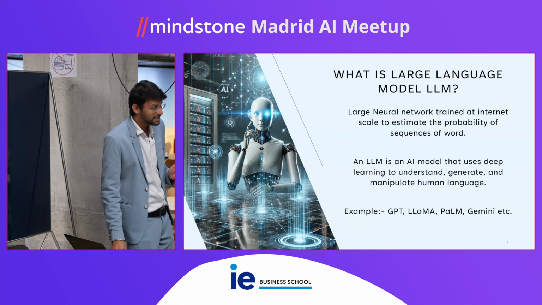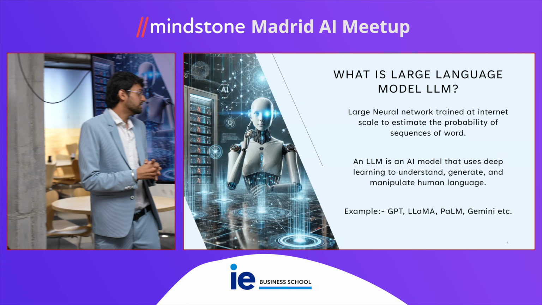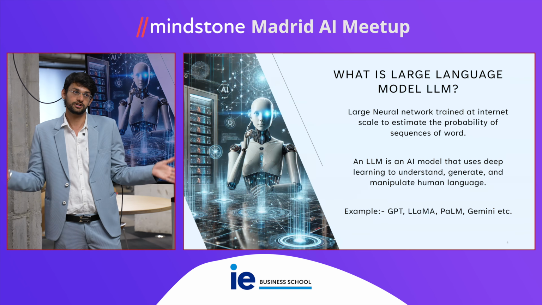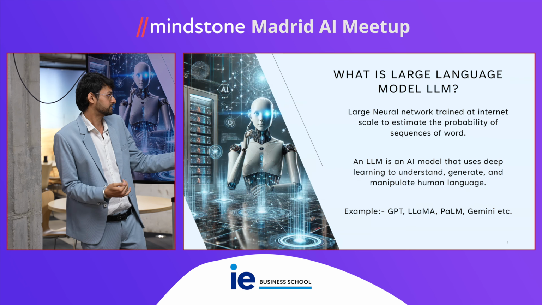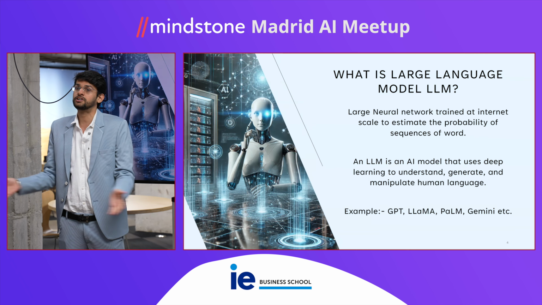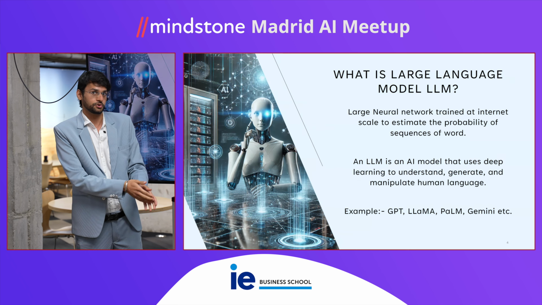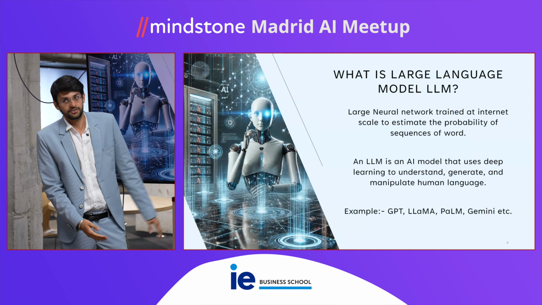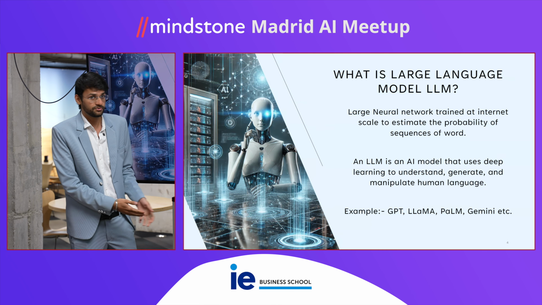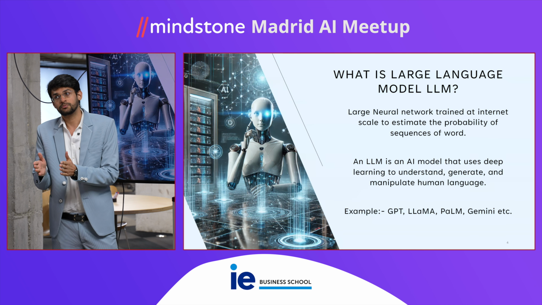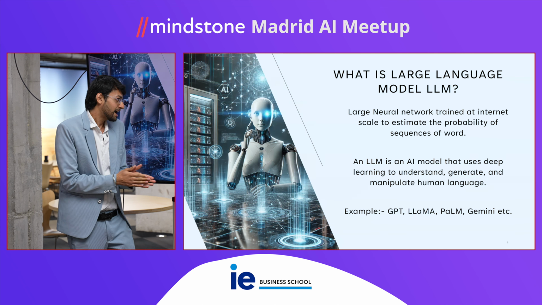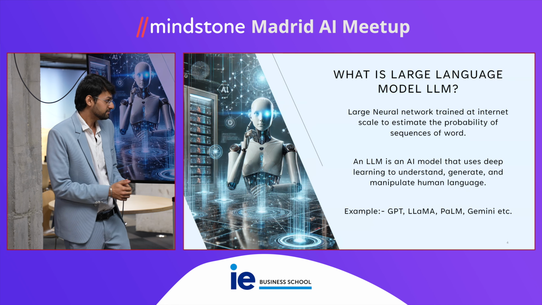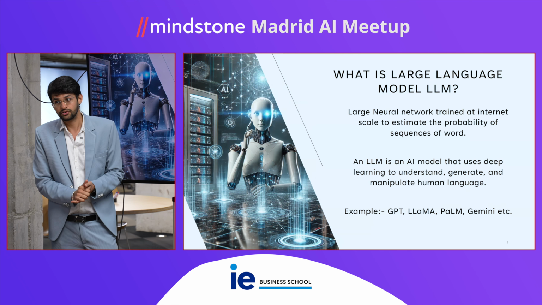So let's get started. A large language model, in very, very easy words, is a large neural network trained on internet-scale data. It's like you have the internet copied on your system, in the model. Few of the services everybody knows, like ChatGPT from OpenAI, different models from Google like Bard, and today we will use Gemini. I will show you Gemini. And then we have the Llama model from Facebook and Meta.